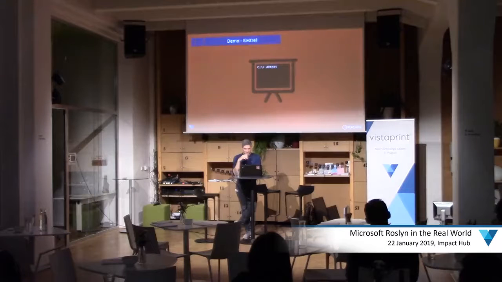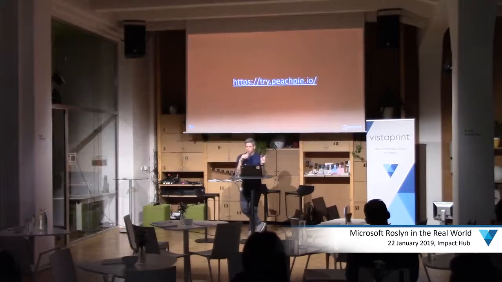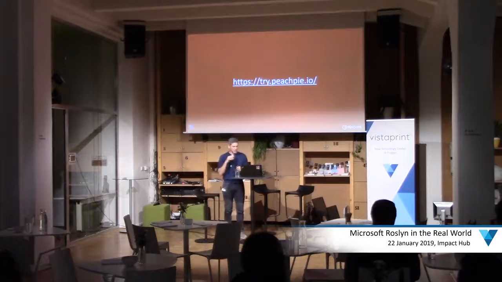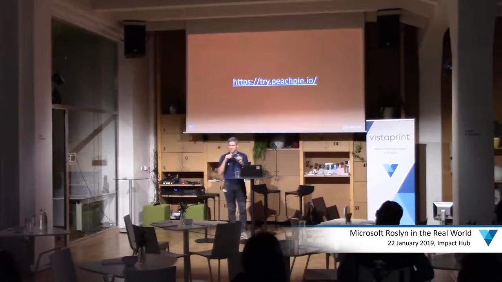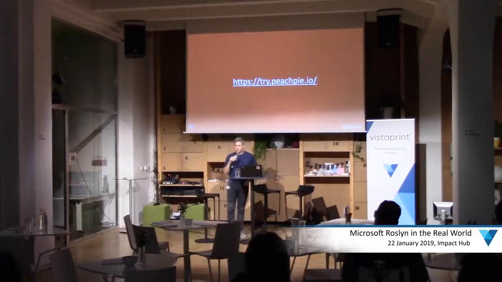There's this website, try.peachpie.io, and you can experiment with it. You can put pieces of PHP code down on the left, and you can see how it looks in .NET. So if you see something you think you can compile better, you can send us a sample code and we can take a look at it, because there's a lot of opportunities for it.